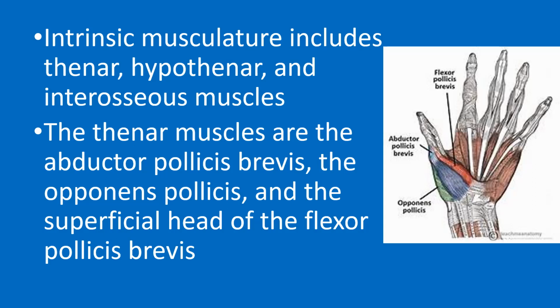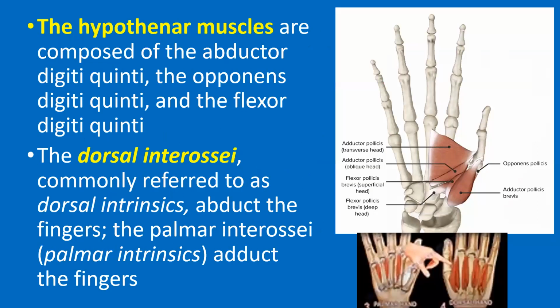These are questions, again, that come up. The hypothenar muscles are composed of the abductor digiti quinti, the opponens digiti quinti, and the flexor digiti quinti, and are well demonstrated in the slide, more or less on the below slide, but the above slide demonstrates well the thenar muscles.